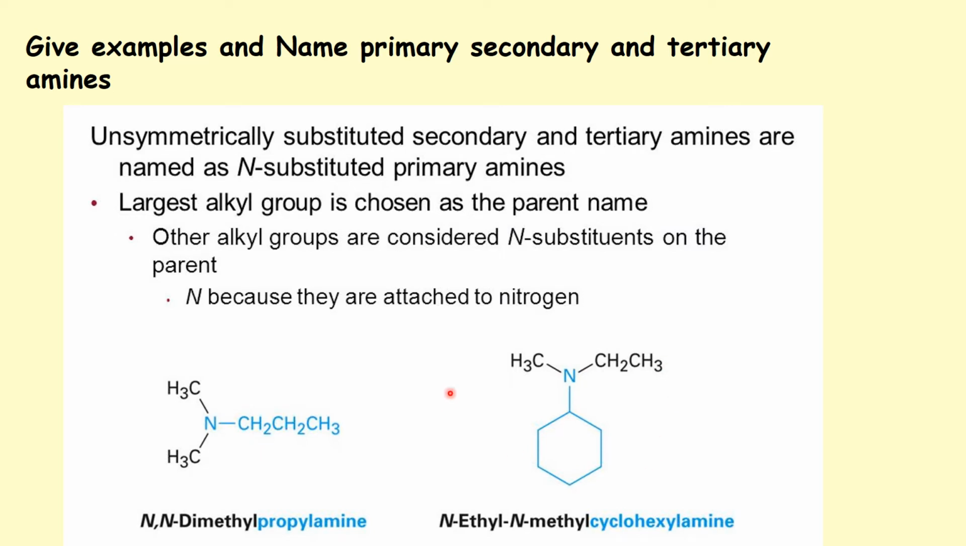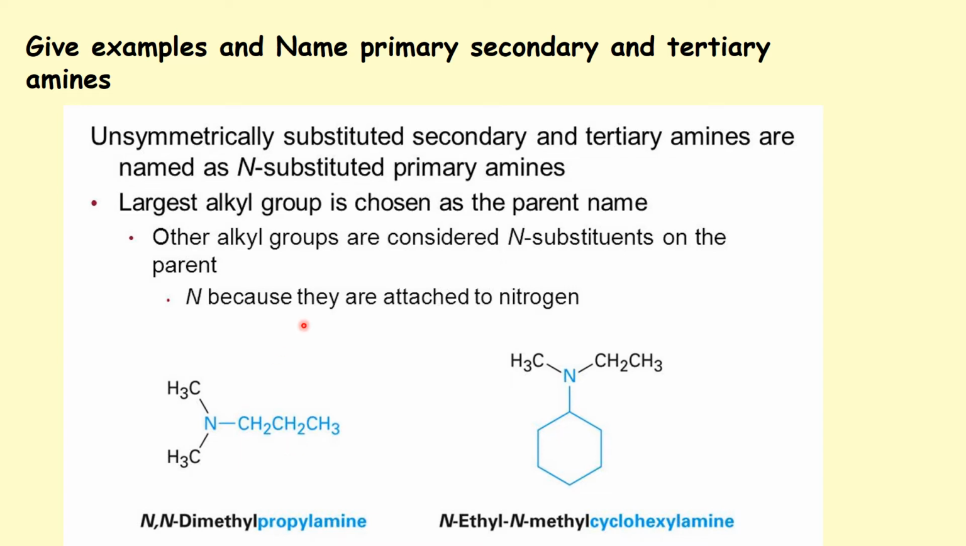So when it is unsymmetrical, like in secondary and tertiary amines, we are going to use a slightly different way of naming it. When you come across an amine like the ones below, it's a tertiary amine because all three hydrogen atoms in ammonia have been replaced with an alkyl group. But they are different alkyl groups. So how would you name them?